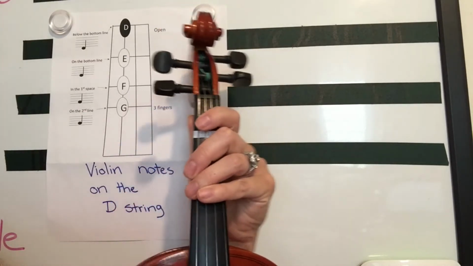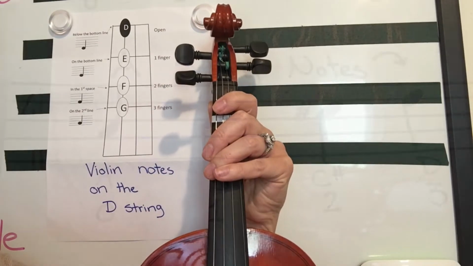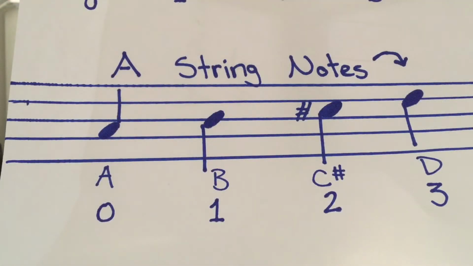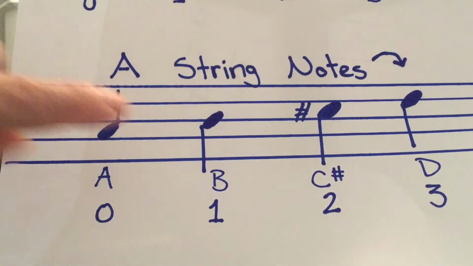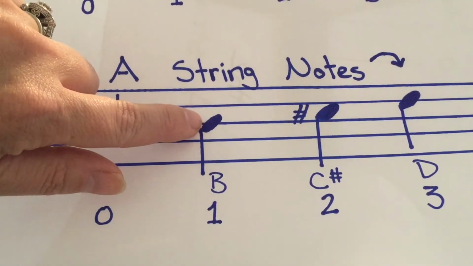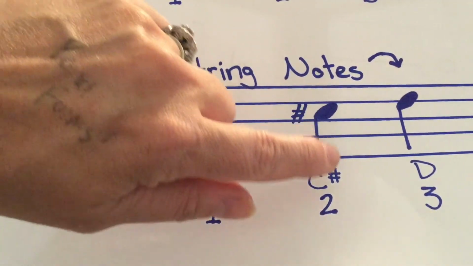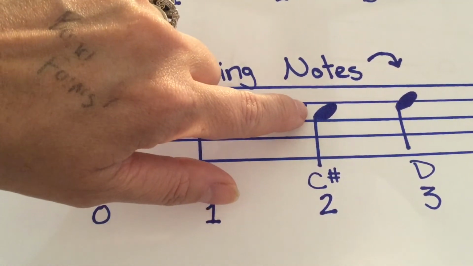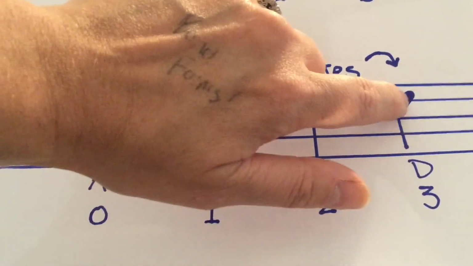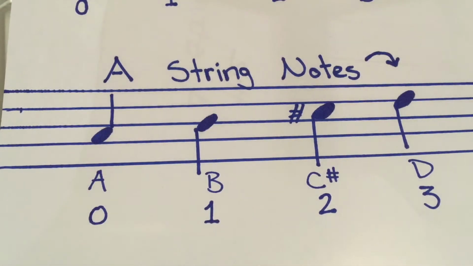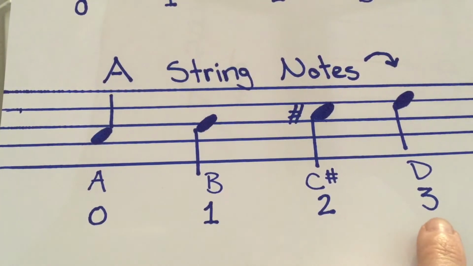Now let's go on to our notes on the A string. Here are our notes on the A string. Here's what they look like in the staff. Your A is in the second space. B is on the third line. C sharp, we've got another sharp sign, is in your 1, 2, 3, third space. And D is on your fourth line, 1, 2, 3, 4. It's got the fourth line cutting right through it. And it follows this same pattern of open, first finger, second finger, third finger.